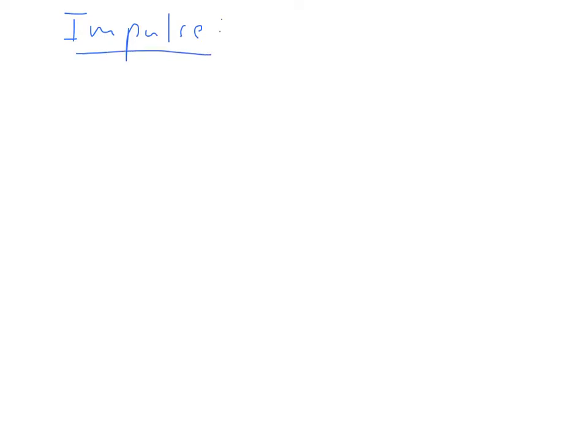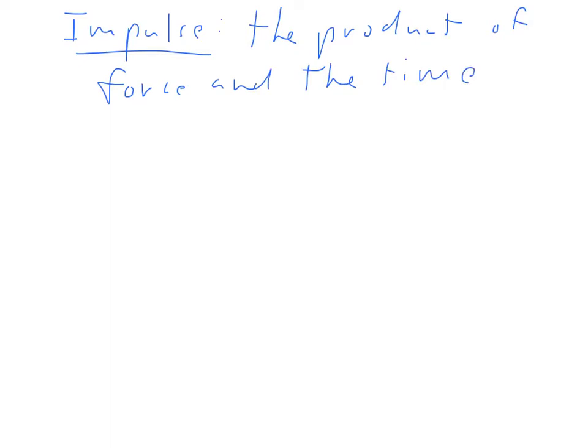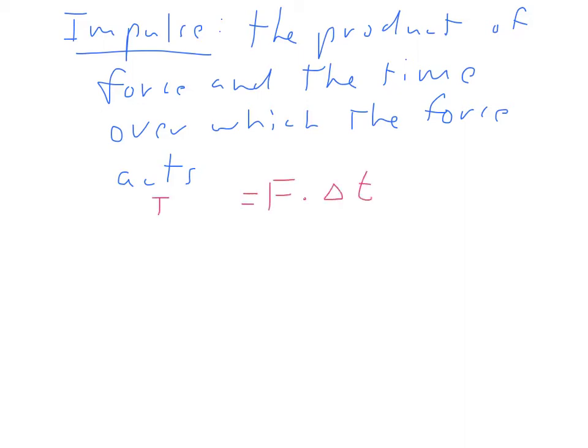So, impulse. You should have this definition from the video last night. Please add it to your word wall. We have the product of force and the time over which the force acts. We don't have any symbol for impulse, but we can write it as force times time equals impulse. You should write this equation on your equation sheet, and underneath it, let's take a look at the units. Force is measured in newtons, time is measured in seconds, impulse is measured in units of newton times second.